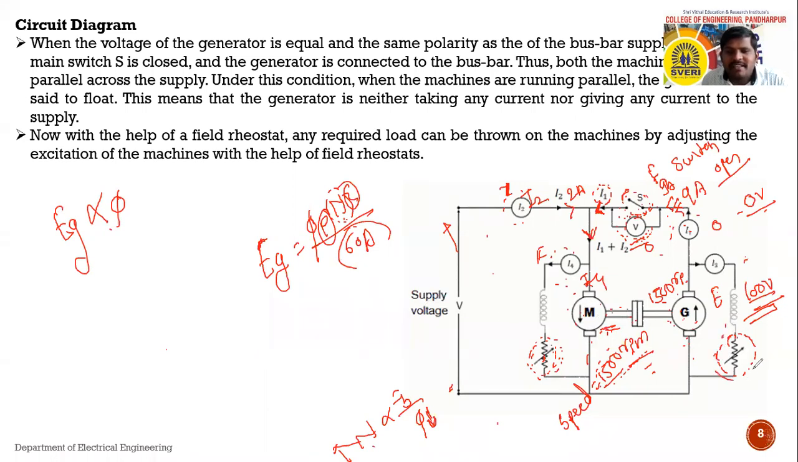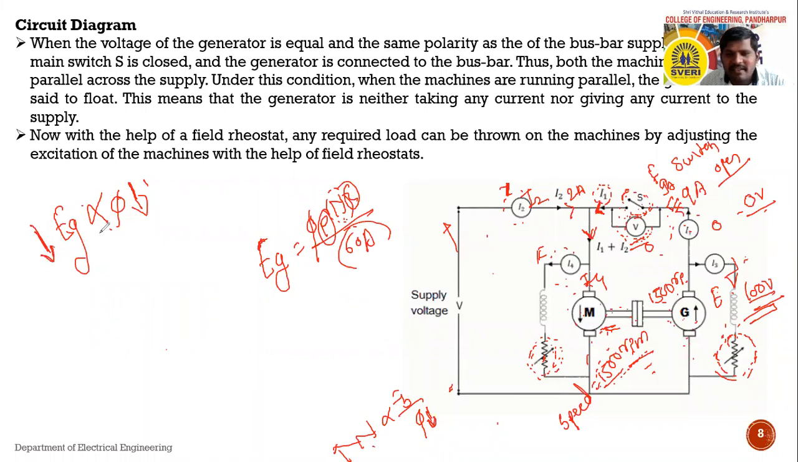If EG is proportional to phi, we are varying the value of the rheostat. That means we are increasing the value of resistance. What happens to the current flowing through the shunt field winding? The current decreases. If the current decreases, what about the flux? Flux also decreases, and if the flux decreases, according to this equation, the generated EMF of the generator is also decreasing.